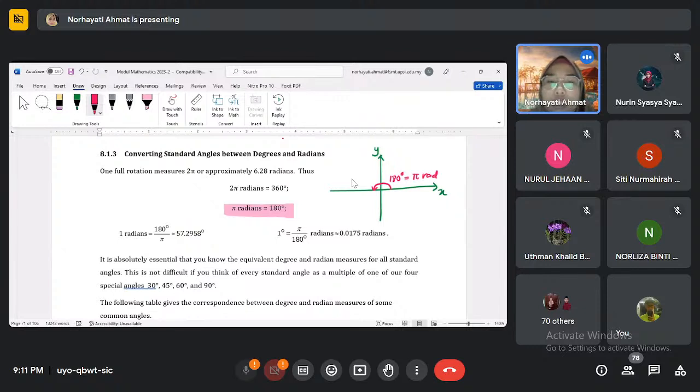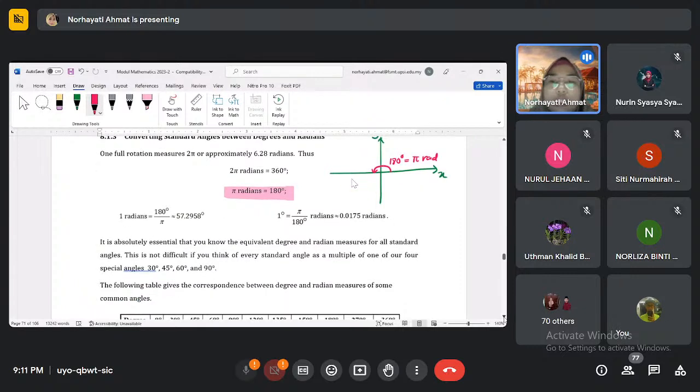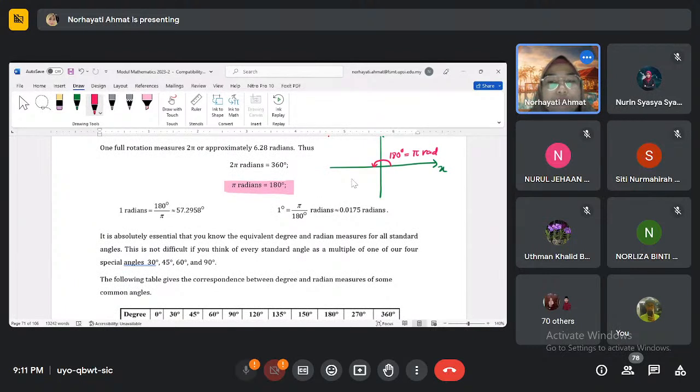Therefore, 2 pi rad is equal to 360 degree. Complete rotation is equal to 2 pi radian. Okay, so from this we can calculate the standard angles in radian. Standard angles selain daripada zero angles, macam ni lah saya senang terang.